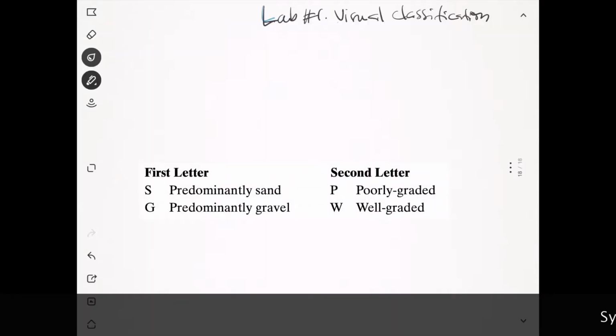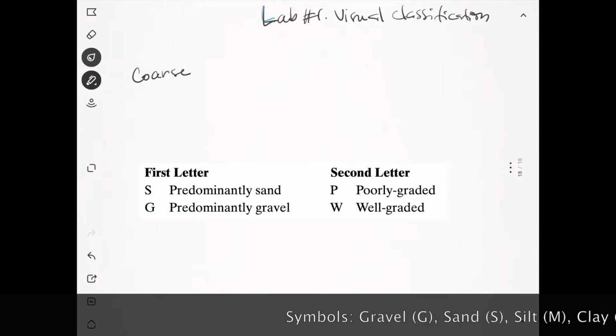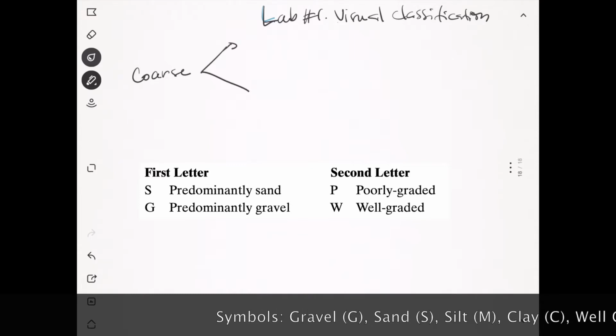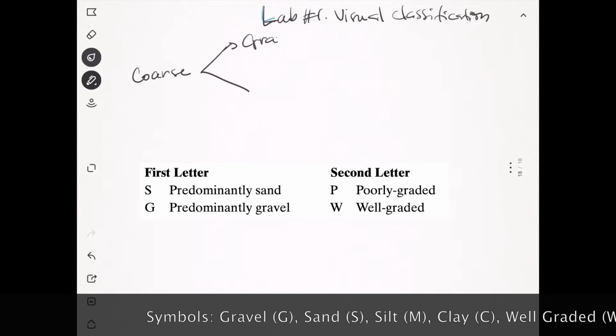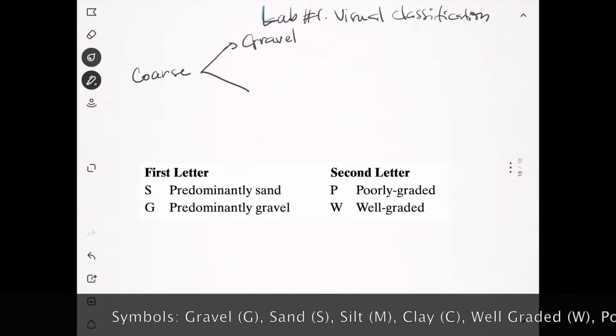From what we know, we can classify the soils pretty much into two main groups. The first one is the coarse, and coarse is gonna be divided into two parts. We have the gravel, and we have sand.